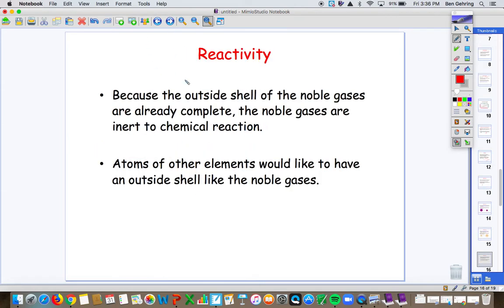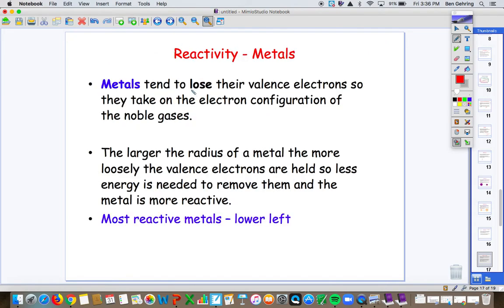And all this has to do with reactivity. So the goal of an atom is to have 8 valence electrons, or to have 0, which eliminates your outer shell. And this makes them like the noble gases. They are stable. So atoms want to become stable just like the noble gases are. So metals will lose their valence electrons and become cations.